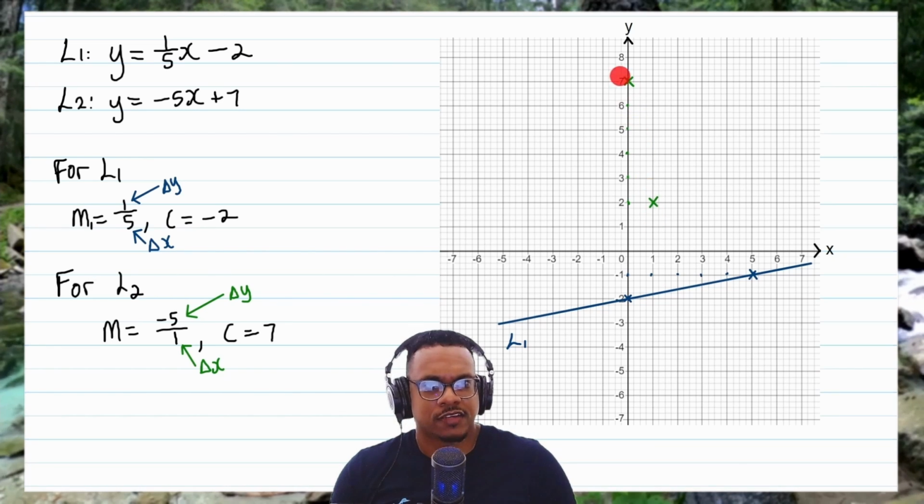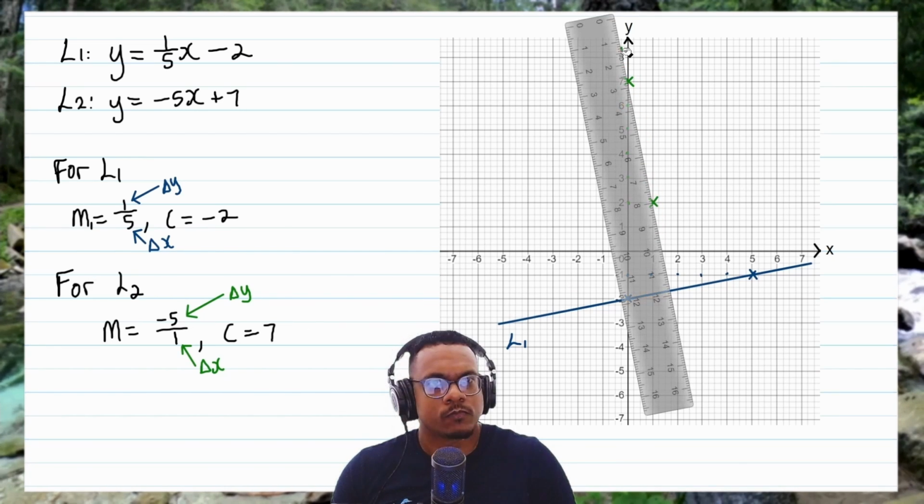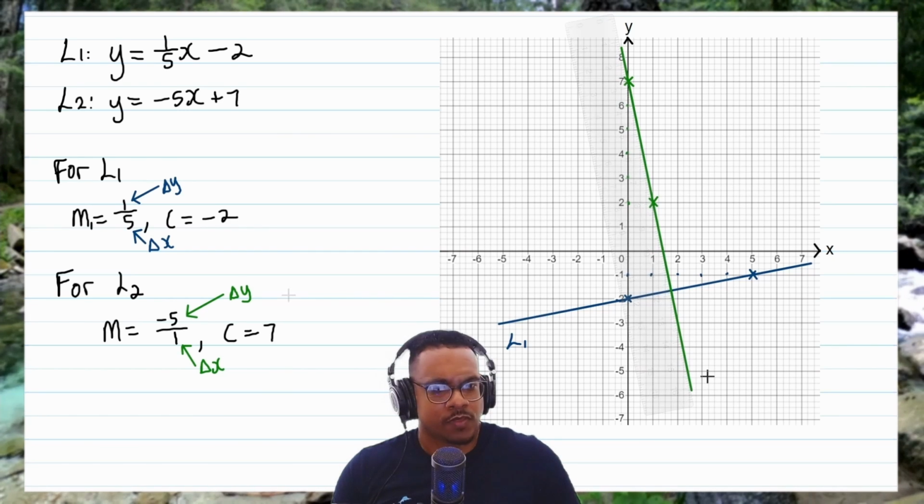So now I'll draw a straight line and connect these 2 points. And this will be my line L2. Now you can clearly see that L1 and L2 are at 90 degrees to each other. So L1 and L2 are perpendicular to each other.